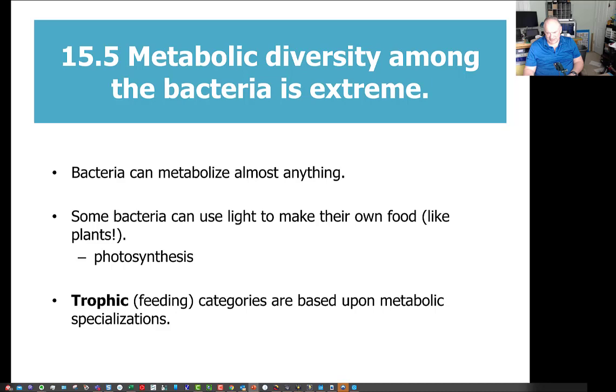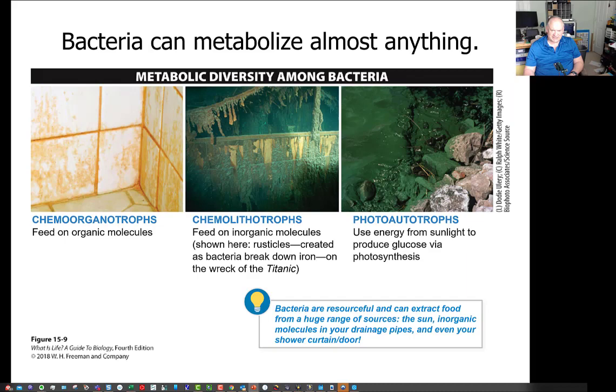Bacteria can metabolize almost anything, and we're finding more and more things. We even found bacteria that can break down radioactive materials. It's amazing. Some bacteria can use light and have photosynthesis. So there are specific types of bacteria we call trophs, based on their metabolic specializations, like organotrophs that feed on organic molecules. So they feed on organic chemicals. Troph means that it has the ability to grow using chemicals or organic material.